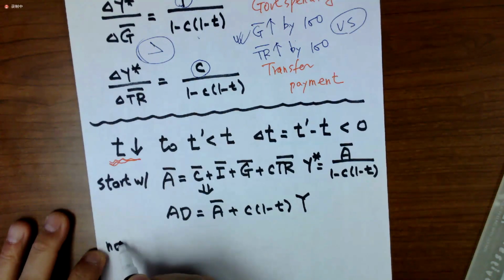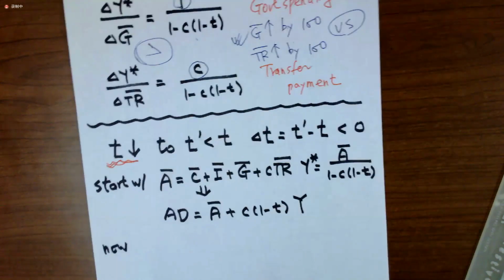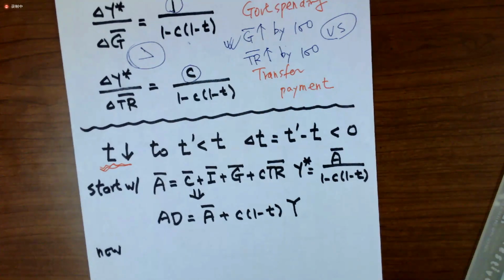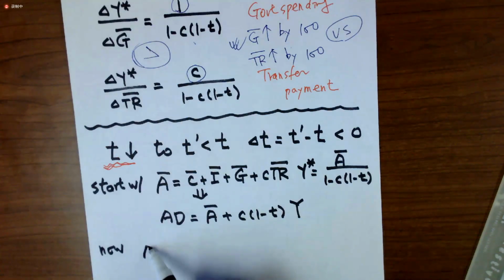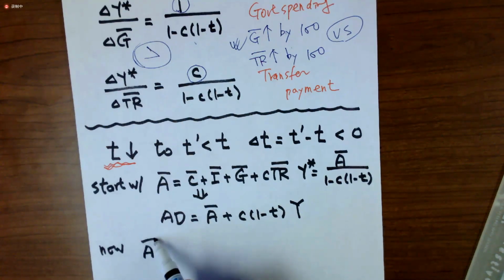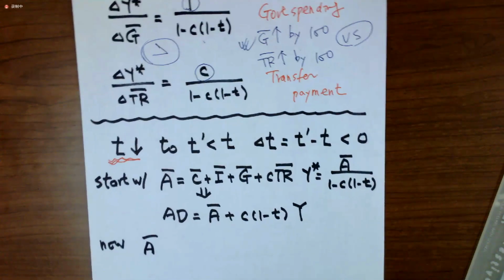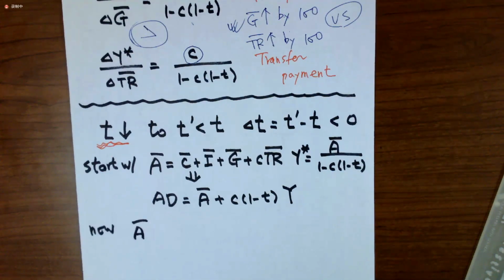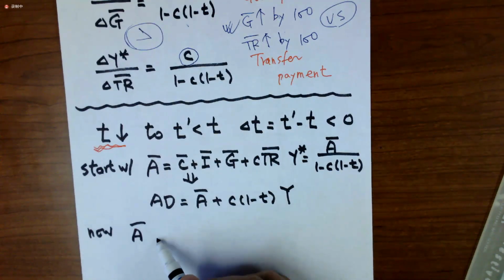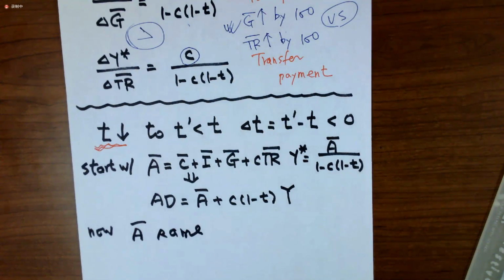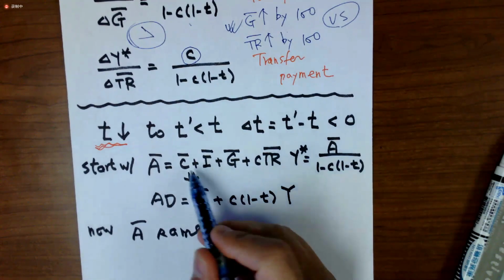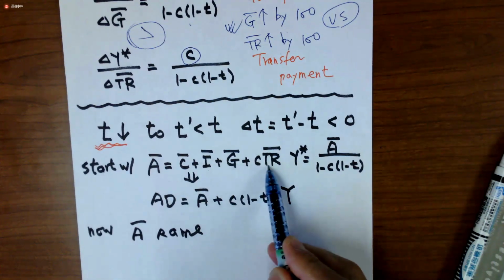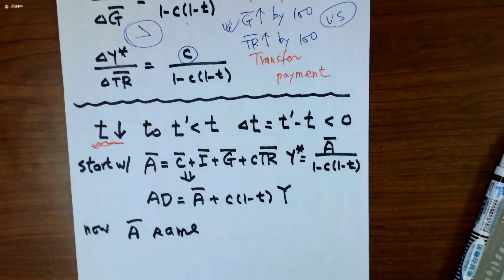So now, question for you. When you have a lower tax rate, when you do a tax cut, does A bar change? No. A bar is the same, right? A bar doesn't change. There's no change in C bar, no change in I bar. Agree? Yes.